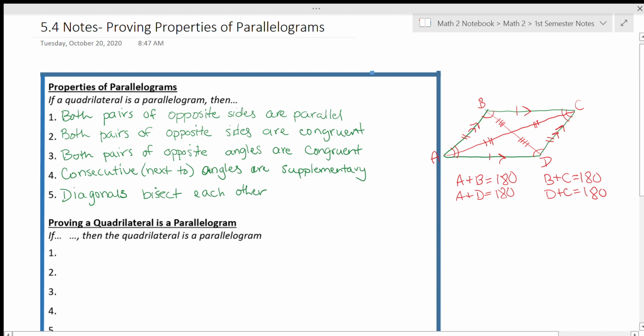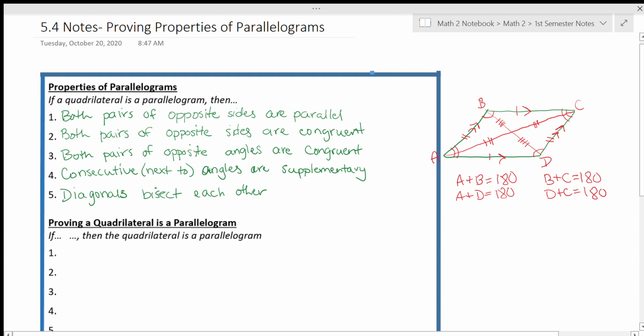Okay, so there's a lot of stuff going on in that picture, but all we did was we identified the 5 properties that we know if the quadrilateral is a parallelogram. Now, the converse idea, and we talked about converse a little bit in our last unit, is when we switch the order of what we know and what we can conclude. So in these ones, we know it's a parallelogram, so we know it has these properties.